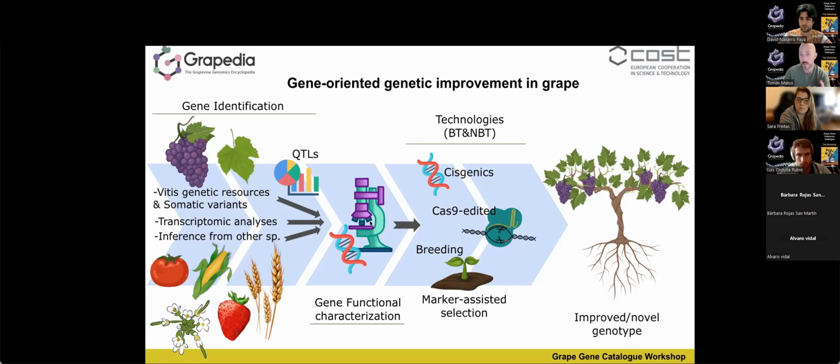These genes are then used in different approaches for the improvement of grape, and nowadays we have the technology and methodology to improve grapes using cisgenics or CRISPR-Cas by editing genes, but also simply by using these genes and their sequences for breeding programs, in marker-assisted selection programs. At the end, what we expect is to have an improved or novel genotype, or to understand a mechanism under which a gene has its role, right?